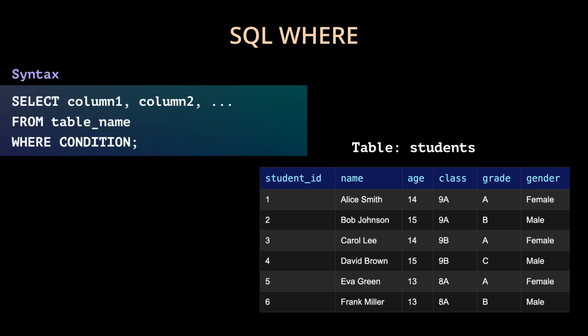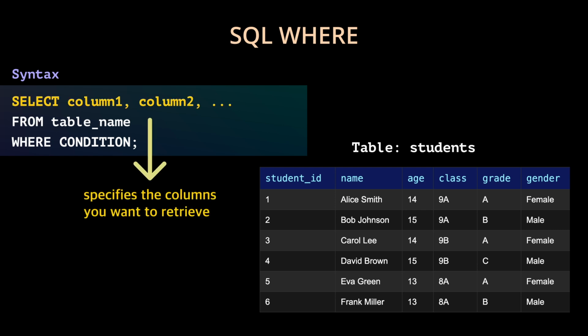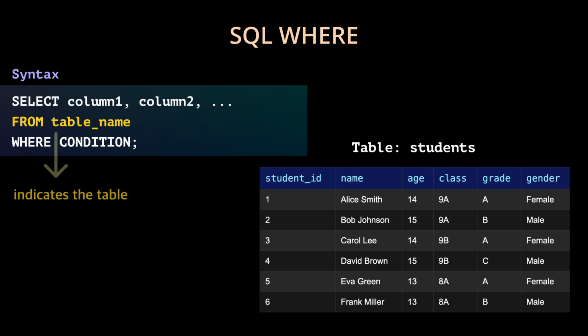Syntax of the WHERE clause. Here's the basic syntax of the WHERE clause in a SELECT statement. SELECT column1, column2 FROM table_name WHERE condition. SELECT column1, column2 specifies the columns you want to retrieve. FROM table_name indicates the table you're querying. WHERE condition is the filter that determines which rows will be included in the result.